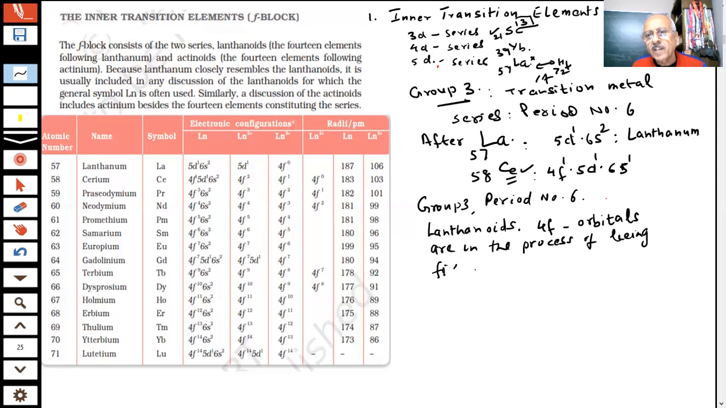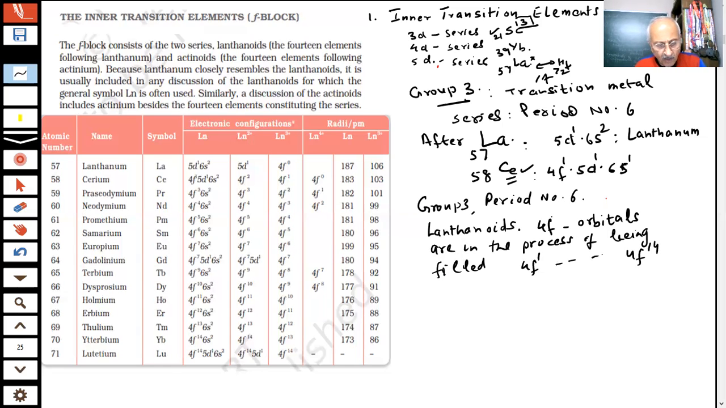So how many will be there? As you can see, 4f1, 2, they will go up to 14. f14. So those 14 elements which were derived, which actually belong to group 3 of the sixth period or 5d series of the transition elements, have now been named lanthanoids. That is why we are saying they are inner transition elements. They are actually part of the transition elements.